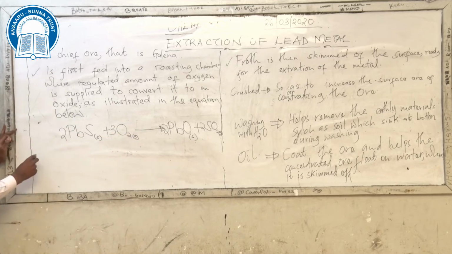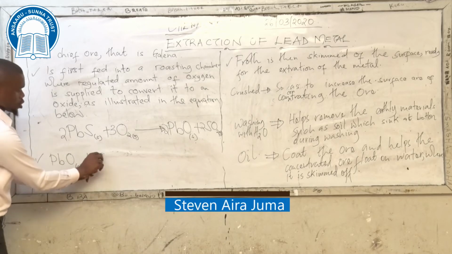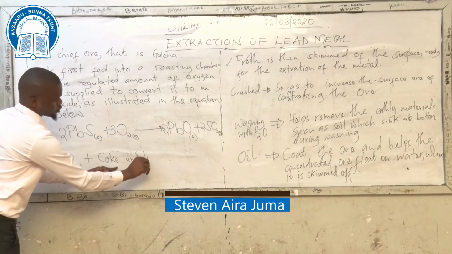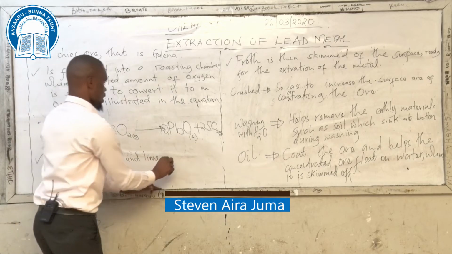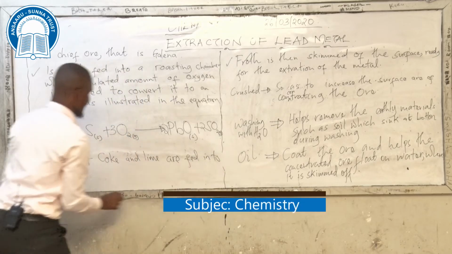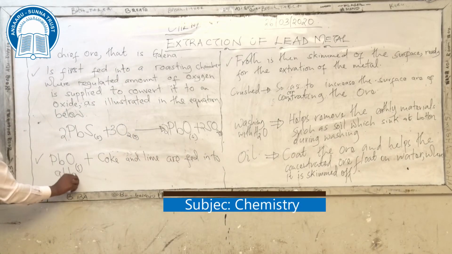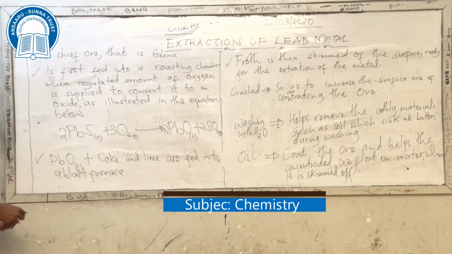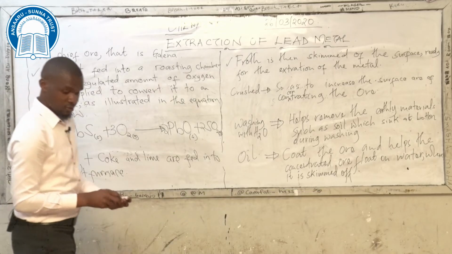After the roasting, the lead oxide plus coke and limestone are fed into a blast furnace.